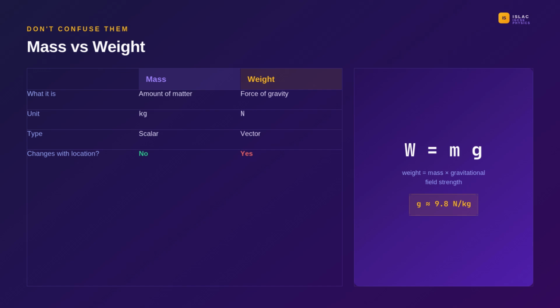We link them with W equals mg, where g, the gravitational field strength on Earth, is about 9.8 newtons per kilogram. So a 1 kilogram bag has a weight of roughly 9.8 newtons here on Earth.